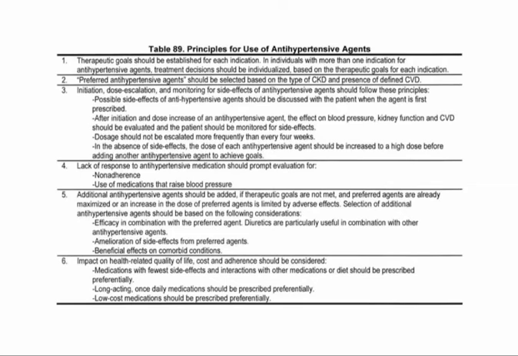But sometimes at that point, if they're only on one agent, we'll add another agent. For instance, if they're on a diuretic, I would add an ACE inhibitor versus maxing them out on a diuretic. So it just depends on the patient and their underlying medical history as well.